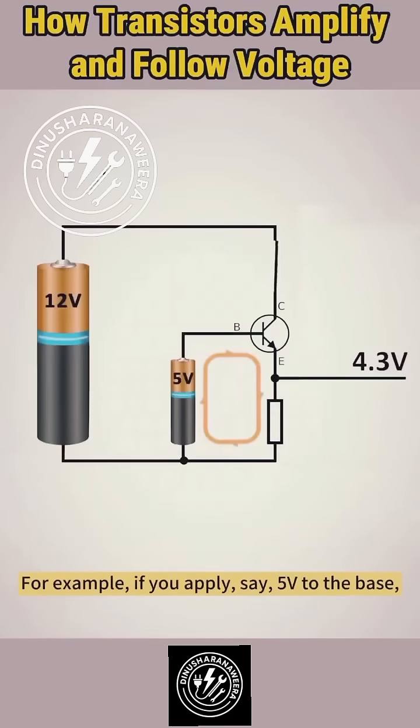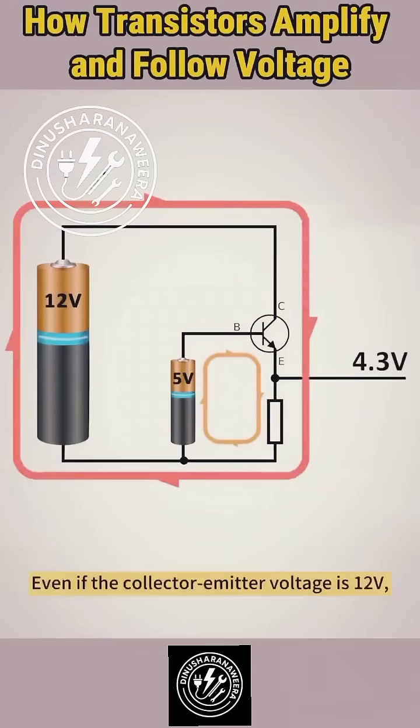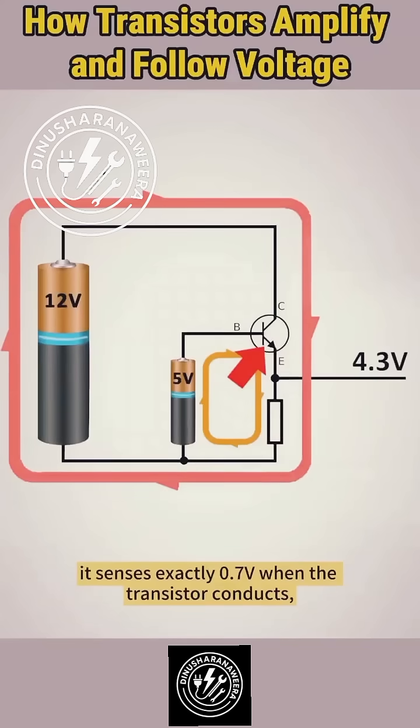For example, if you apply, say, 5 volts to the base, the output at the emitter will be the base voltage minus 0.7 volts, around 4.3 volts. Even if the collector-emitter voltage is 12 volts, the emitter output still locks at 4.3 volts. This resistor here is called a negative feedback resistor. It senses exactly 0.7 volts when the transistor conducts, stabilizing the circuit and improving performance.